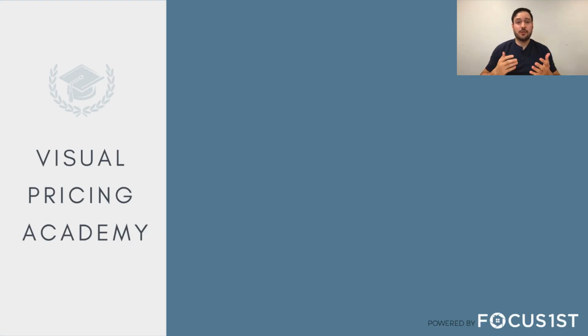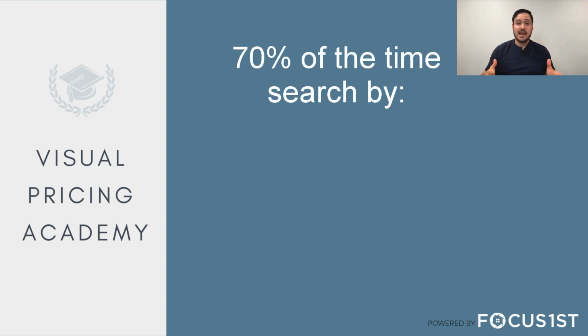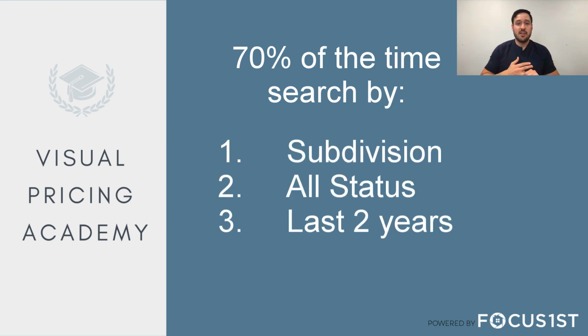So when it comes to searching for pricing data, you've probably done it a lot. But in this case, there's a certain way that you should search to get the right information for the visual pricing system to give you the answers you're looking for. Now, 70% of the time, we're going to search very simply by subdivision or neighborhood, looking for all status, so that we're including the sold, the withdrawn, the expired, the active, the under contract, and everything and anything you can find in your status selection drop box. So we're selecting all of that, and we're going to do that for the last 2 years of off-market date.